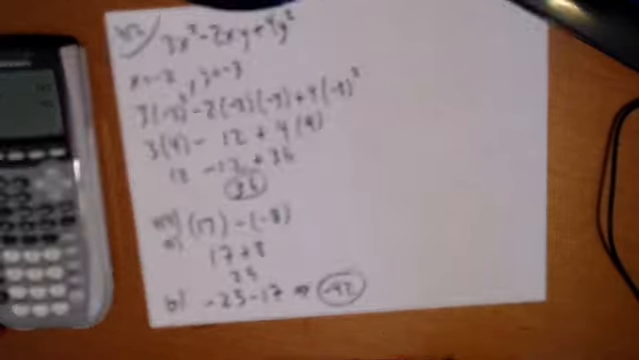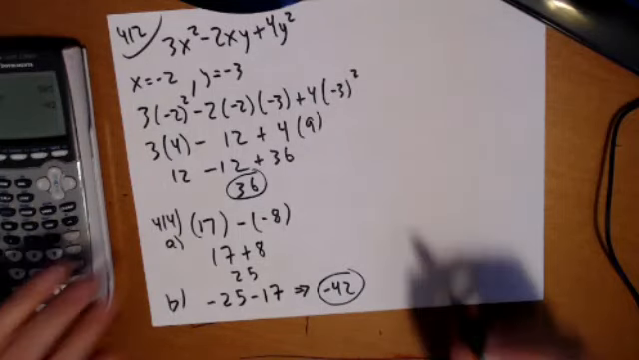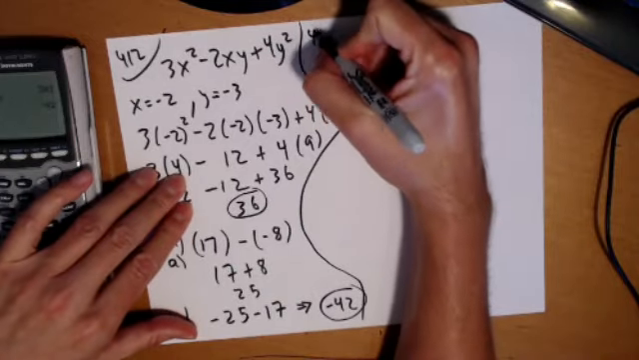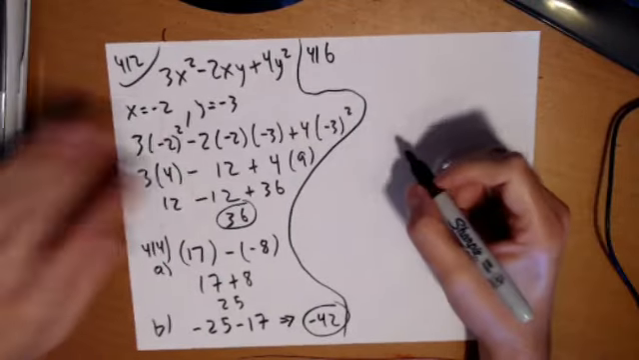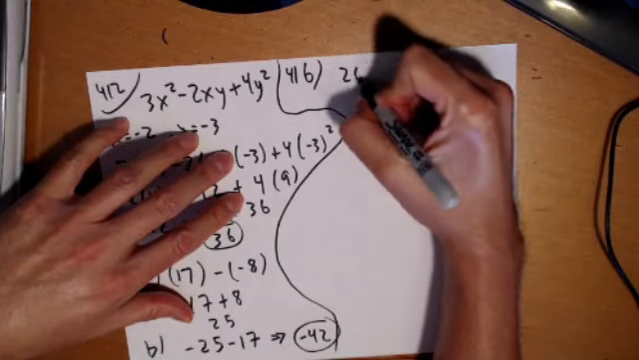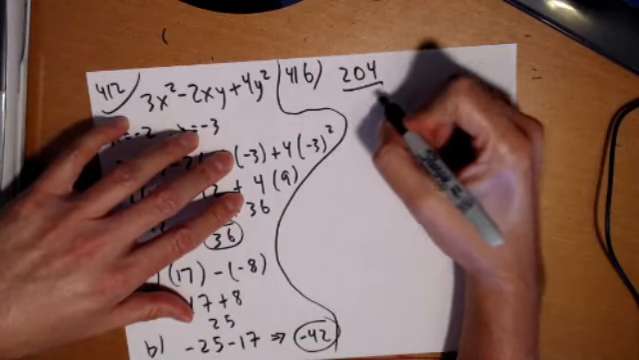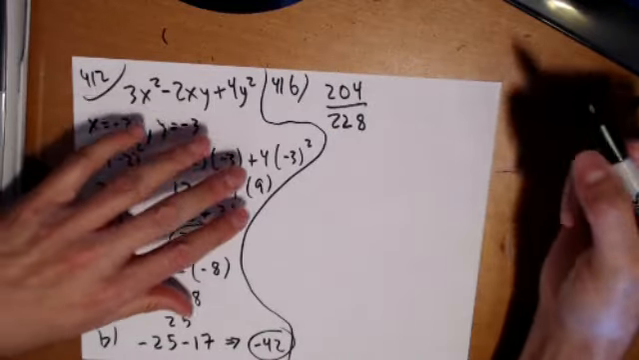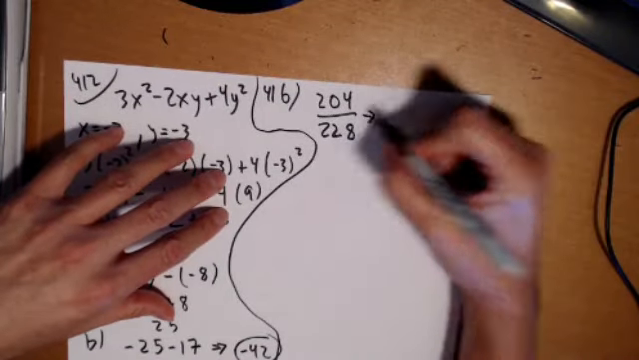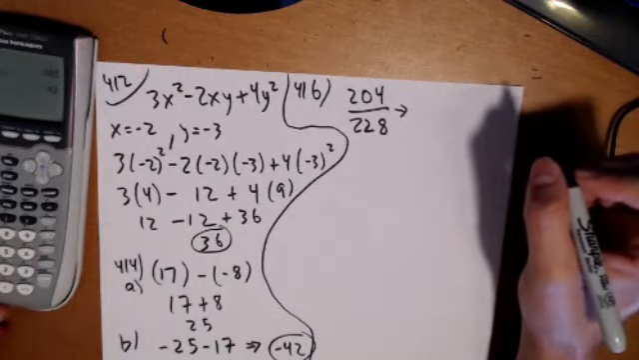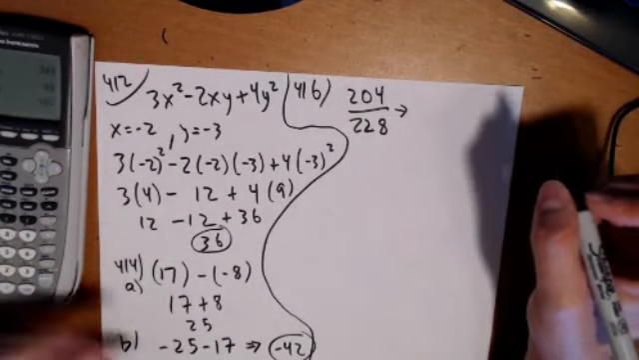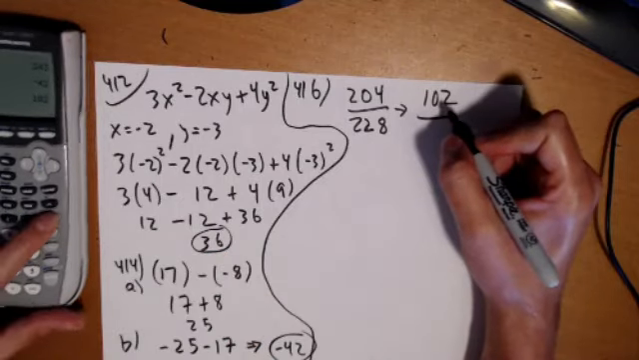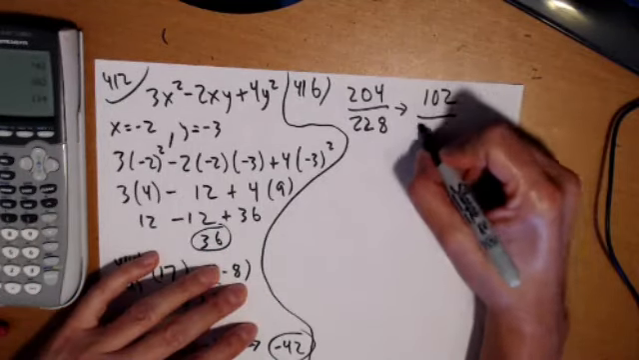Okie dokie. 416. Simplify. Try to save some paper. 204 divided by 228. Well, they're both even, so 2 comes out of them. If I take out a 2, 204 divided by 2 is 102, and then 228 divided by 2 is 114.